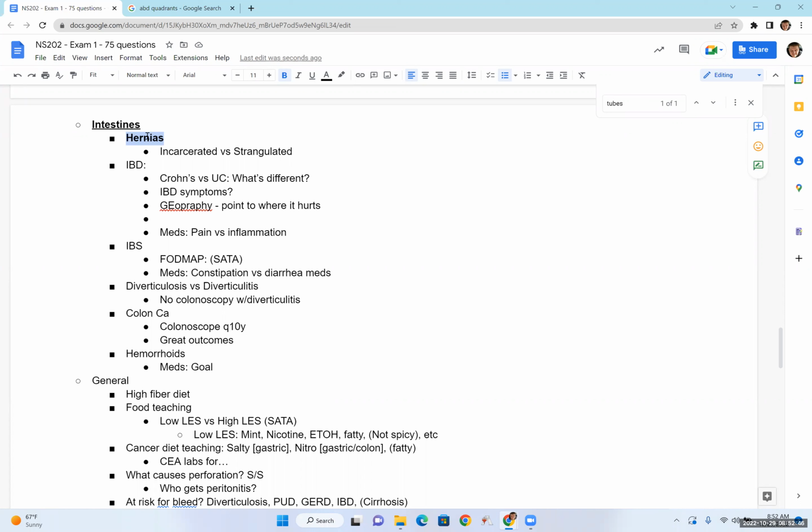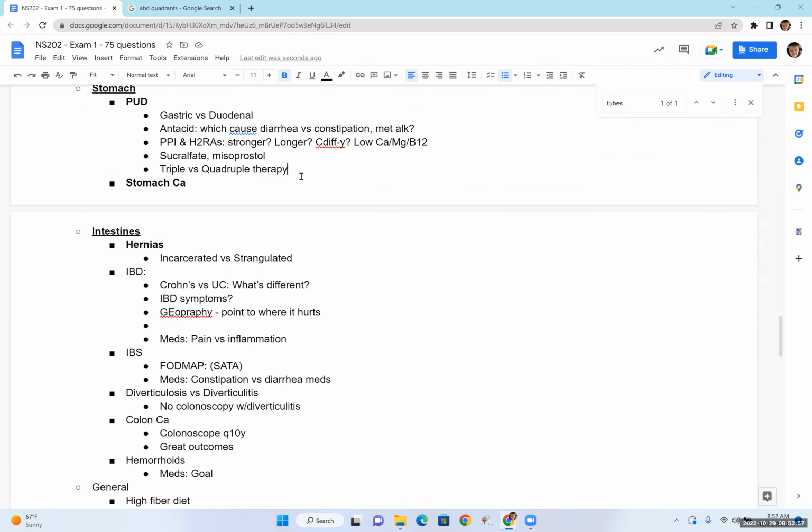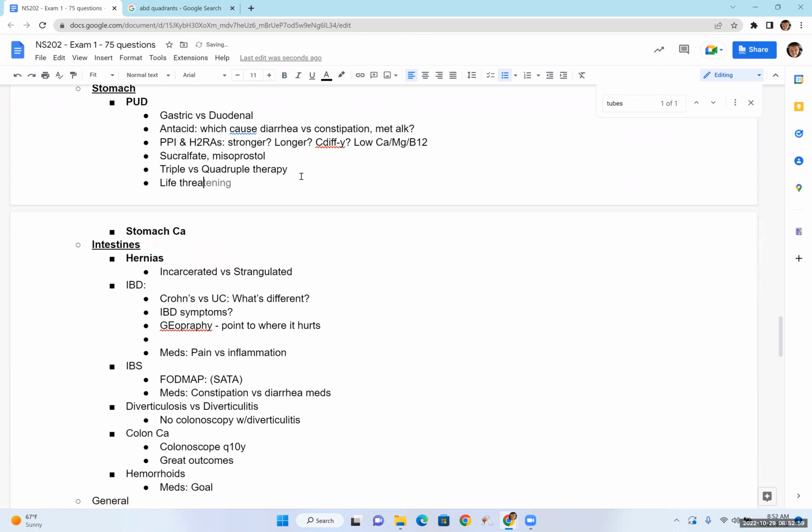All right, what's the question again? Life-threatening PUD complication. Oh, bleeding? Bleeding is life-threatening and perforation is life-threatening. Right? So PUD: bleeding, right? And perforation. So you want to know life-threatening. Usually I try to highlight it in red, right? Try to use my colors, to highlight in red that is a life-threatening complication.